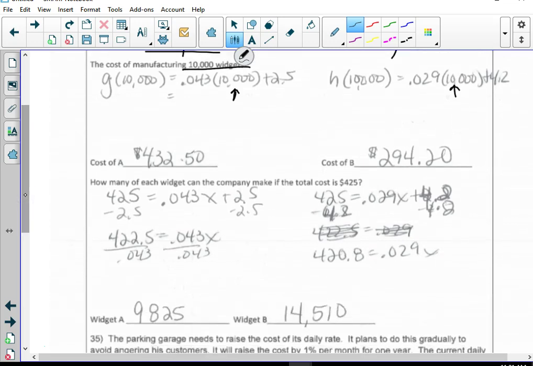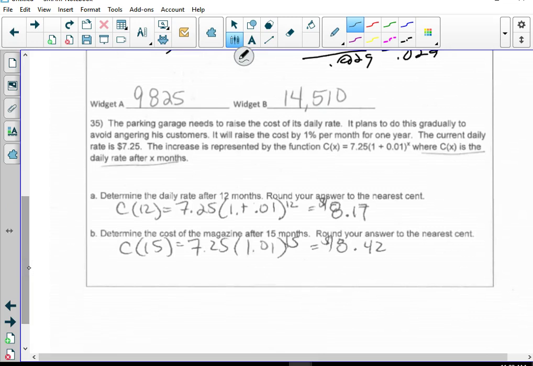Now, how many widgets can the company make if I just had $425? Well, you put $425 in for Y in both of them. And then all you do is subtract 2.5, divide, and you get 9,825. And again here, you subtract, you divide, and you get 14,510. So obviously, the cheaper company produces way more for the same amount of money.